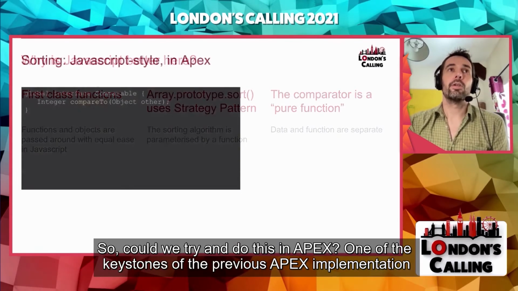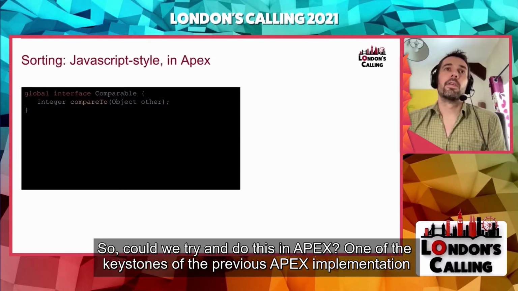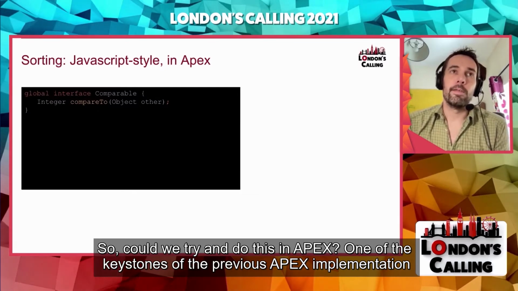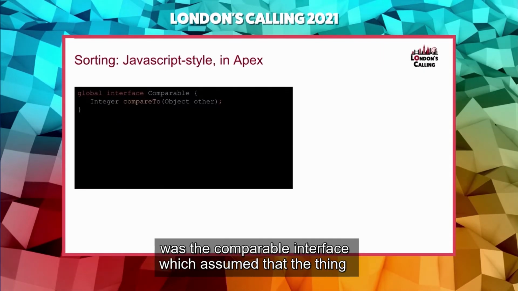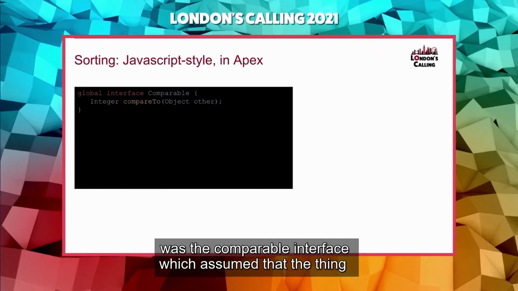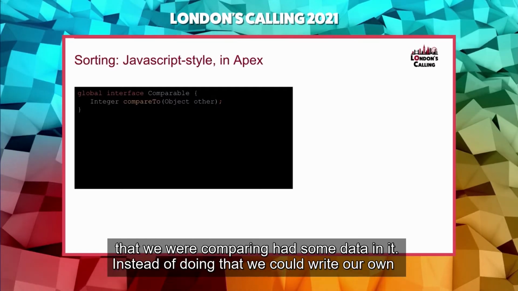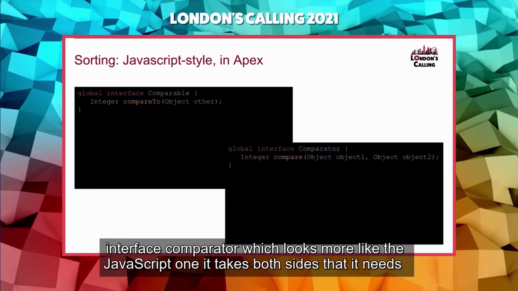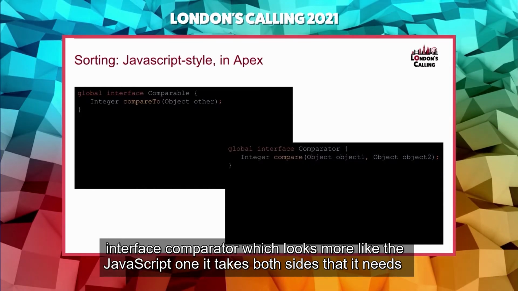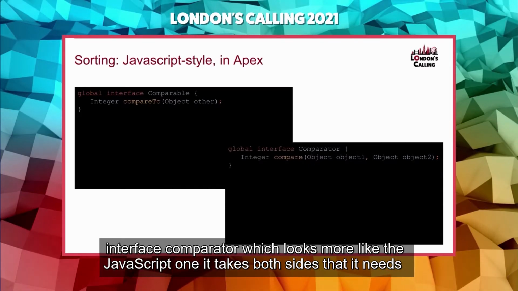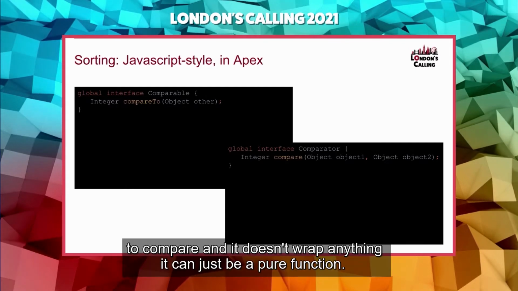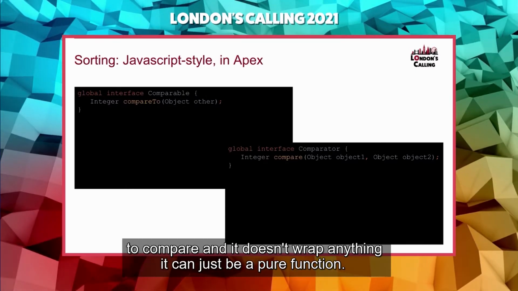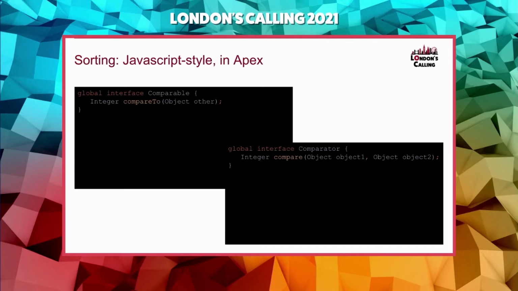So could we try and do this in Apex? One of the keystones of the previous Apex implementation was the comparable interface, which assumed that the thing that we were comparing had some data in it. Instead of doing that, we could write our own interface, comparator, which looks more like the JavaScript one. It takes both sides that it needs to compare, and it doesn't wrap anything. It can just be a pure function.